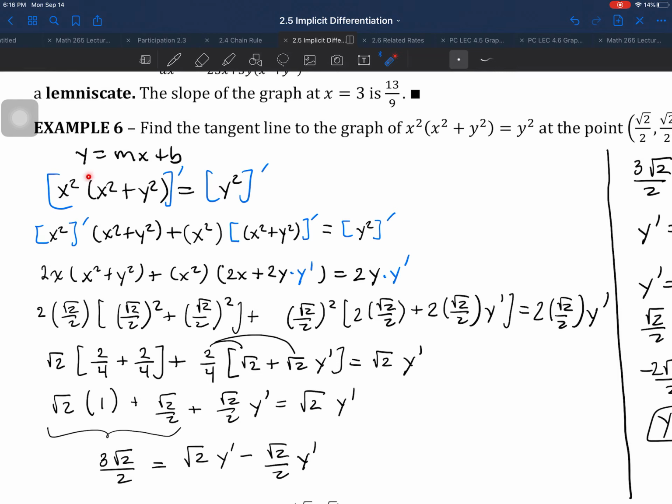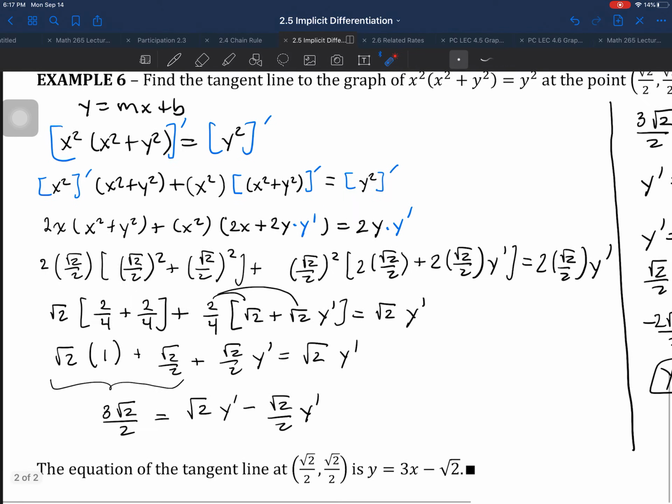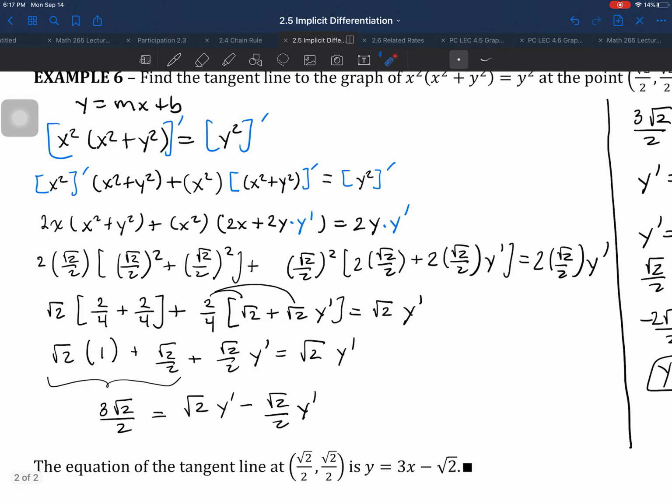Now what happens on the left side is that we have to see this as being the product of two functions, x squared times this quantity. So I'm going to do product rule. The derivative of the first one times the second one plus the first one times the derivative of the second one equals the derivative of the right side. So let's go ahead and execute the derivative. The derivative of x squared is 2x times this function plus x squared.